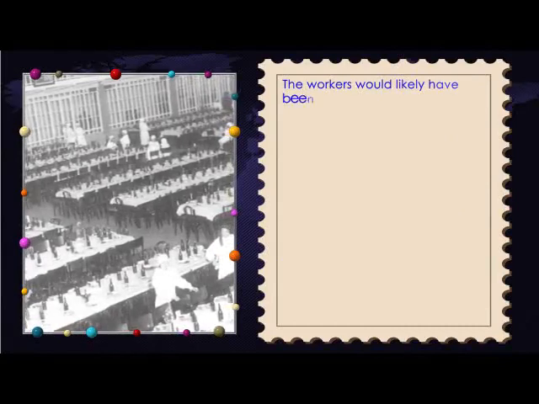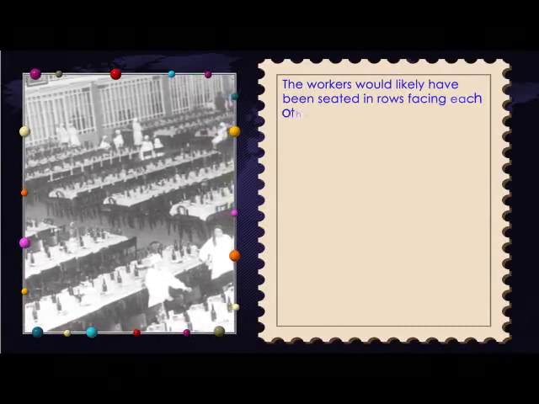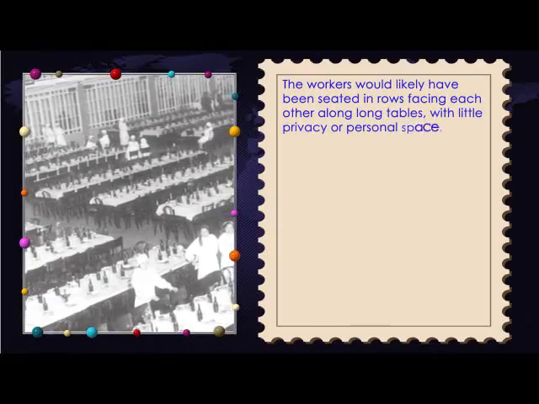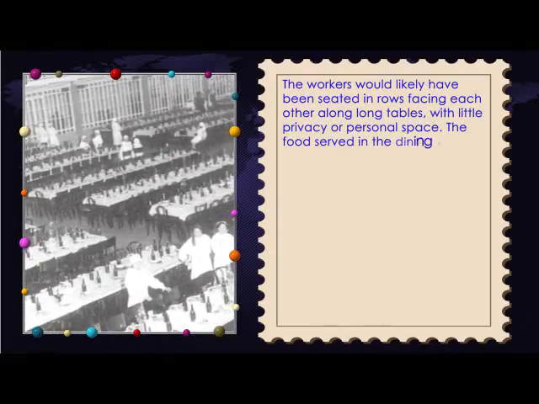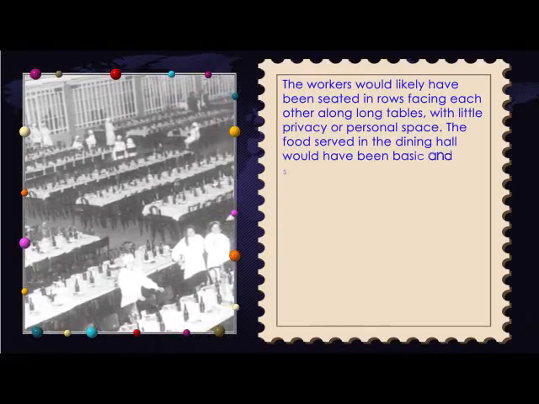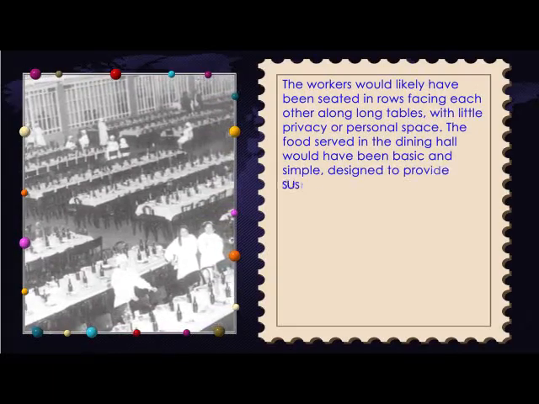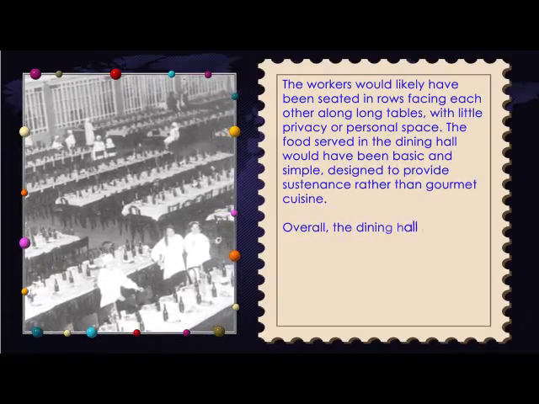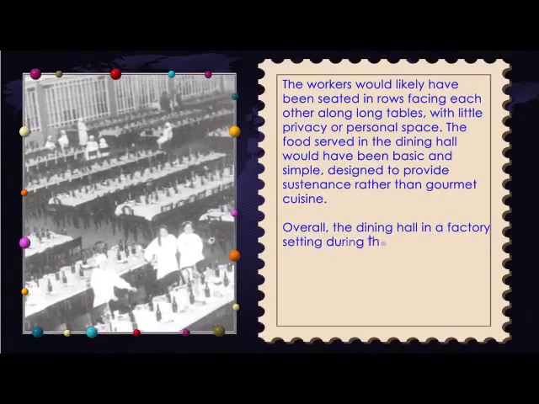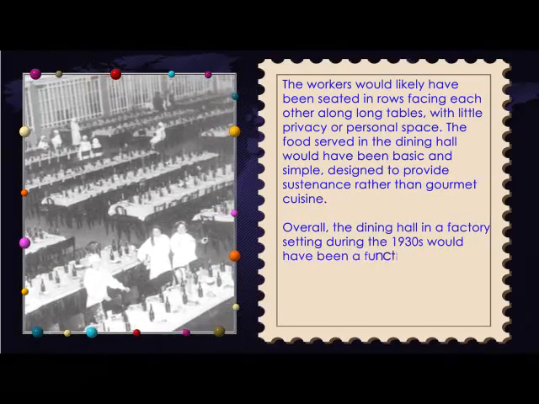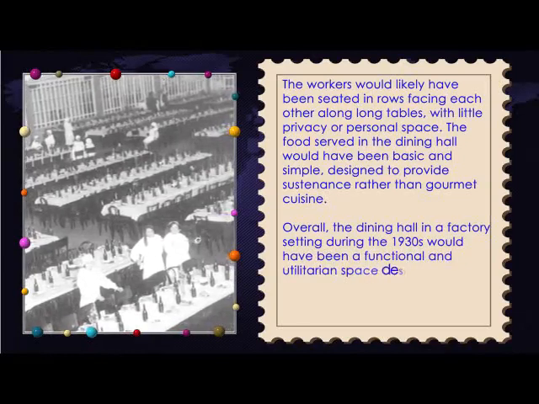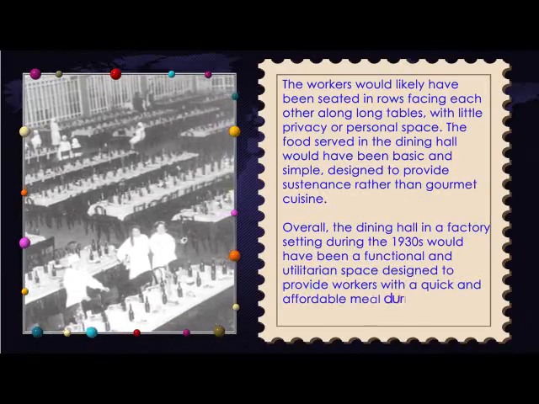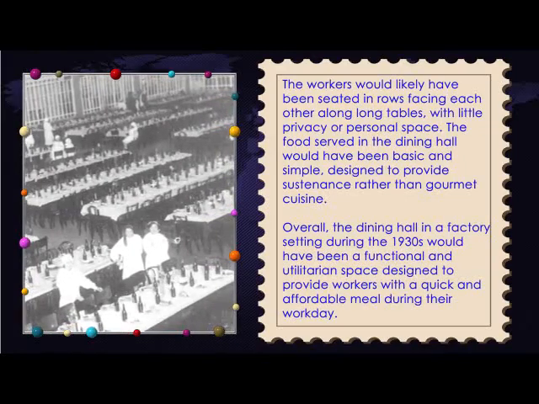The workers would likely have been seated in rows facing each other along long tables with little privacy or personal space. The food served in the dining hall would have been basic and simple, designed to provide sustenance rather than gourmet cuisine. Overall, the dining hall in a factory setting during the 1930s would have been a functional and utilitarian space designed to provide workers with a quick and affordable meal during their workday.